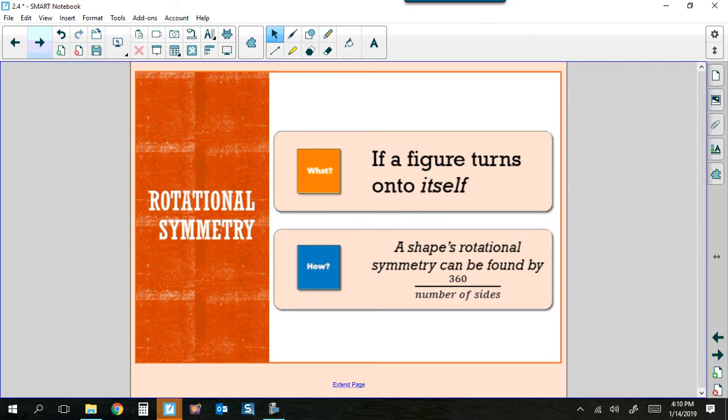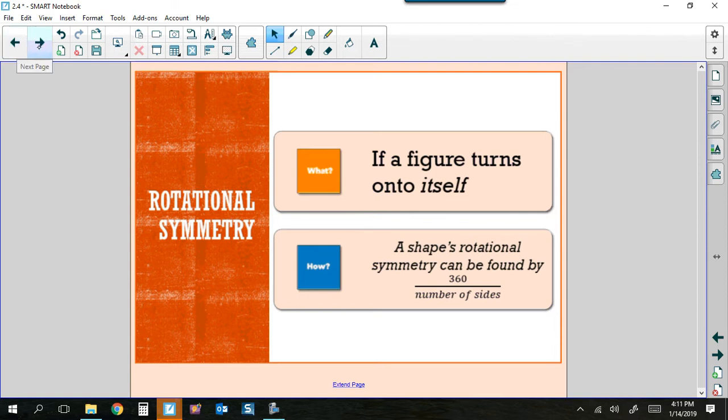Now we're talking about rotational symmetry, which is when you turn a figure back onto itself. You're going to be turning it around its center, and if you turn it around its center and all the points match up onto any original points, then you have something called rotational symmetry. The way you will find a shape's rotational symmetry is by taking 360, which is one full rotation, and dividing it by the number of sides. Very similar to how you found an interior angle for a regular polygon.